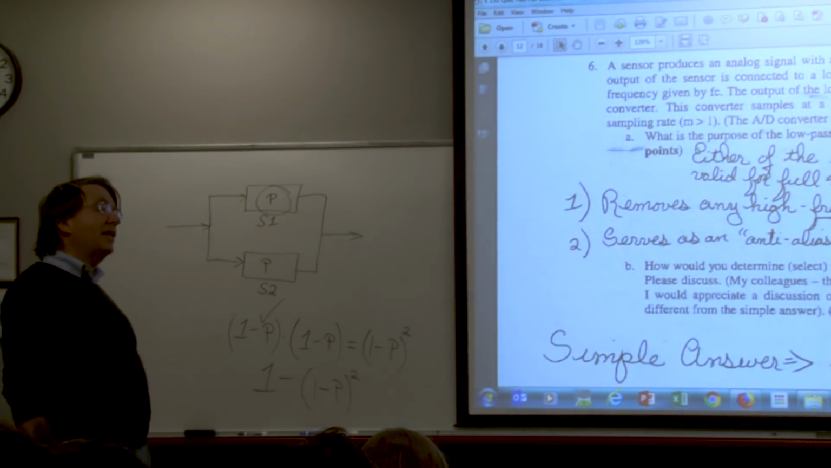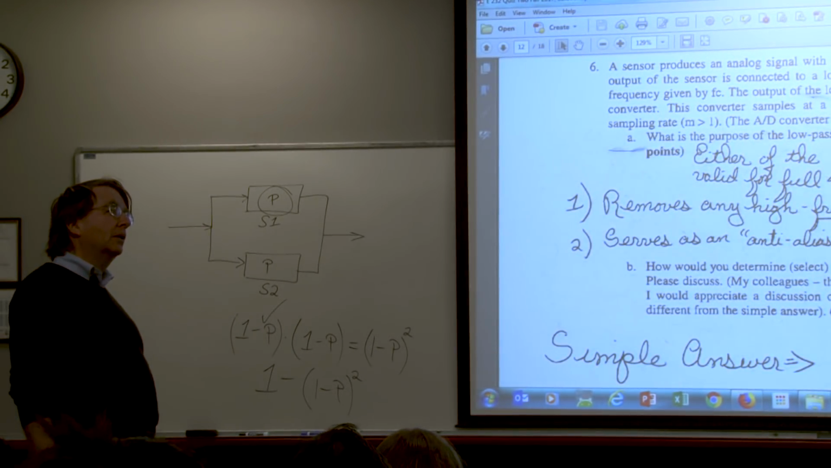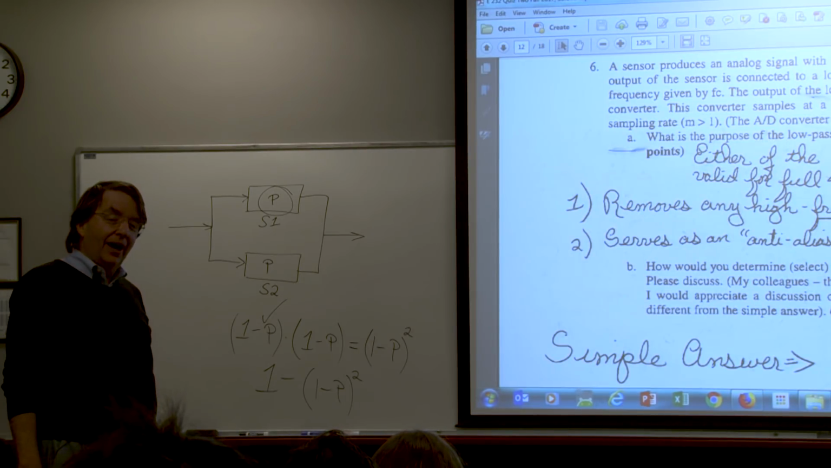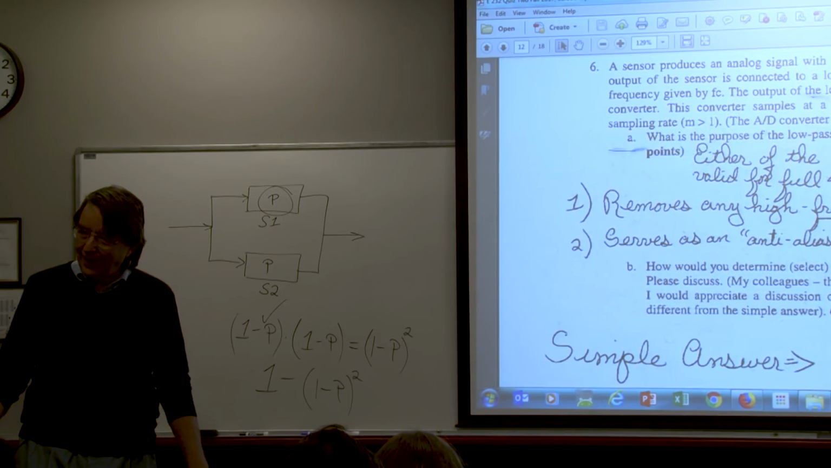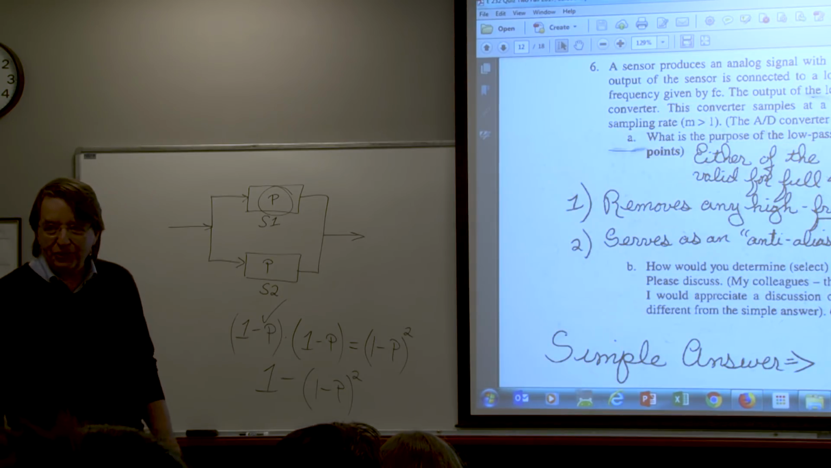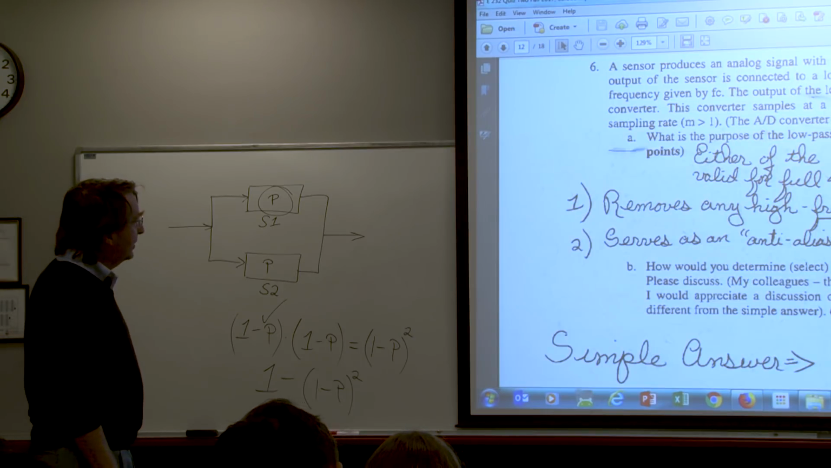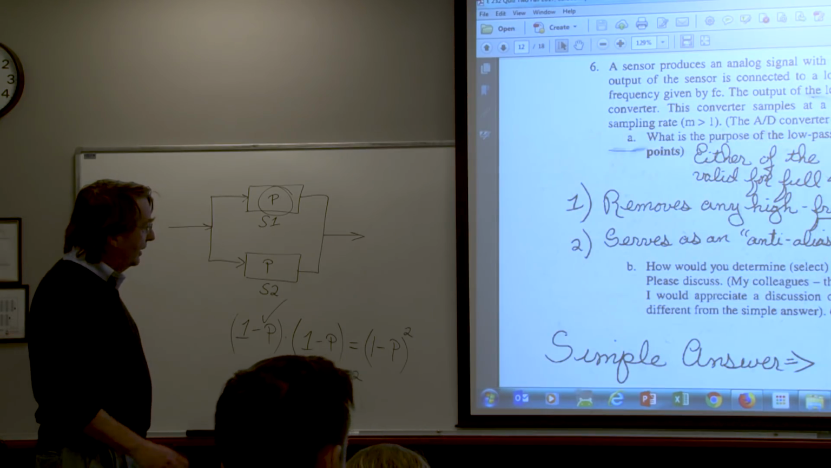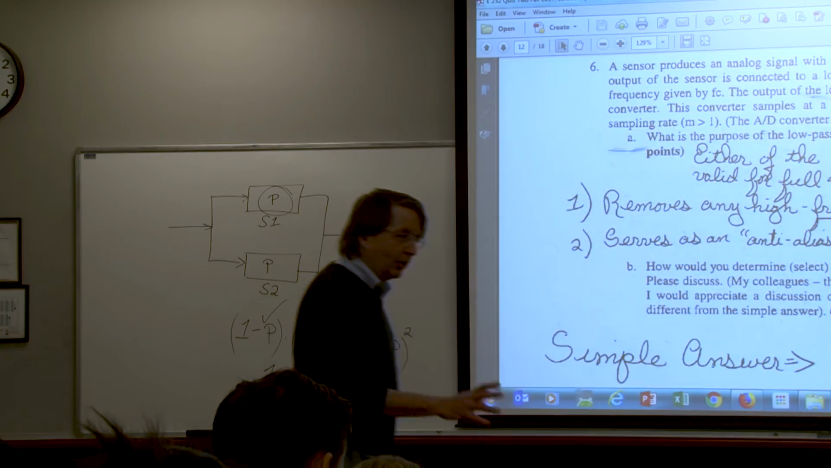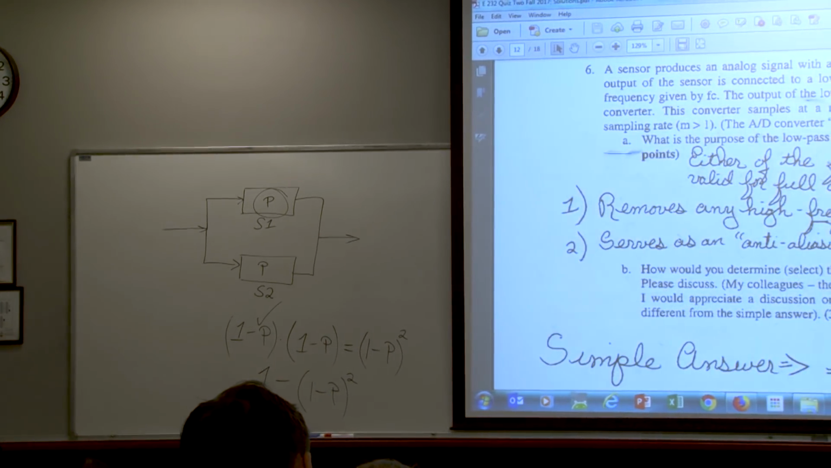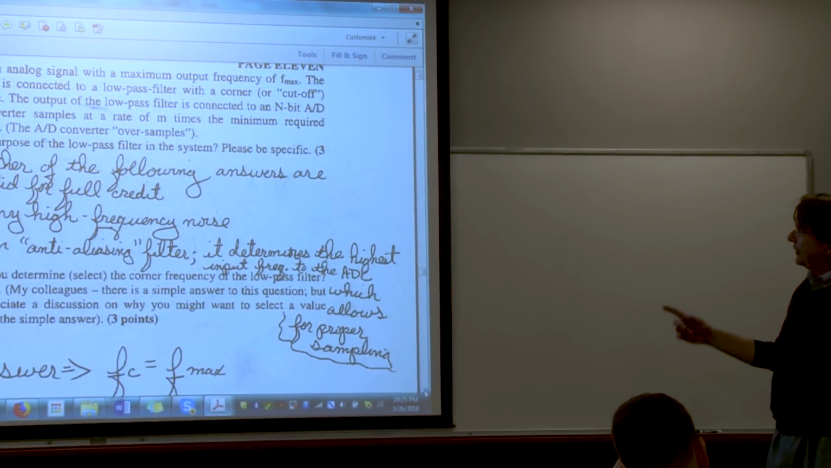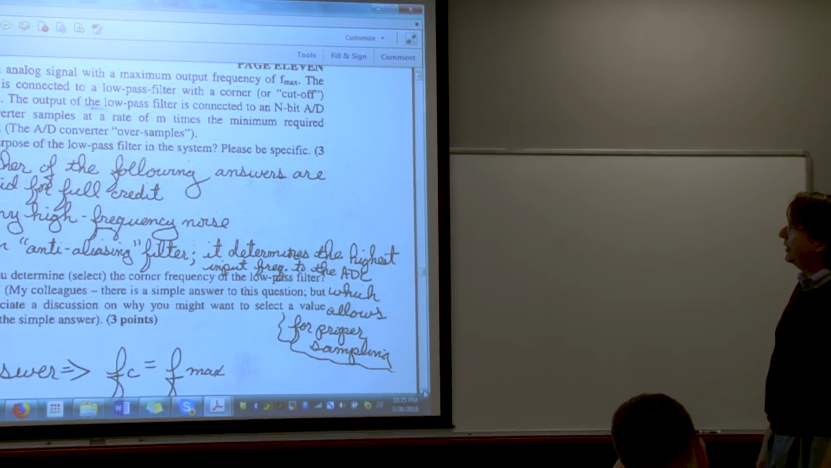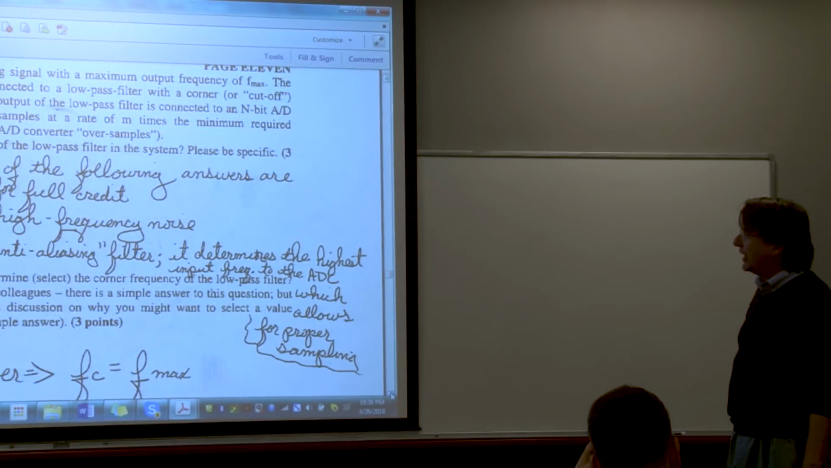Now, I think this is a chapter 4 question, and I think I said in our lecture, I'm running out of ways to ask this question. I just got to think about this more. But I think, as they say in baseball, this is right over the plate. There's nothing fancy here. You should get this. All right? So, you got a sensor that has an analog signal, maximum output frequency, F max.